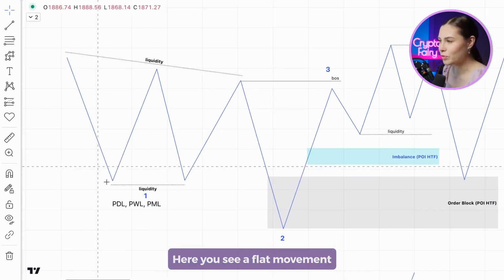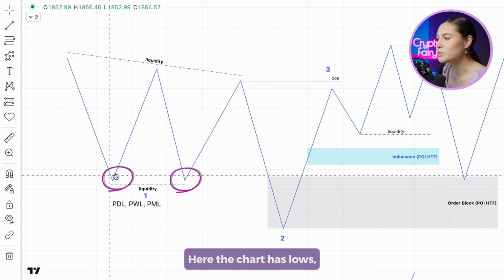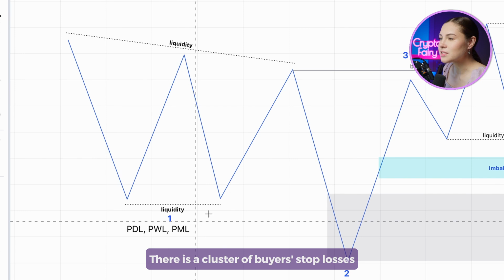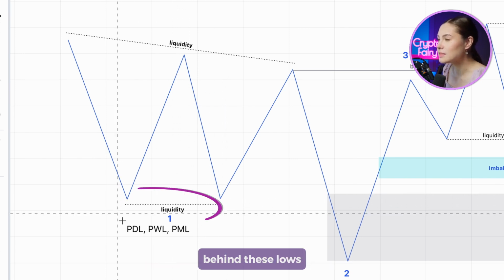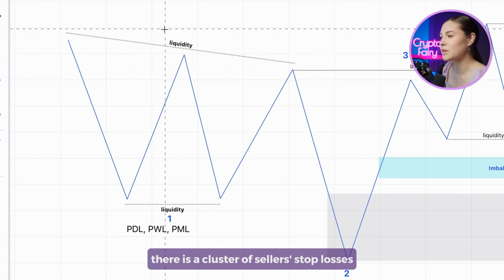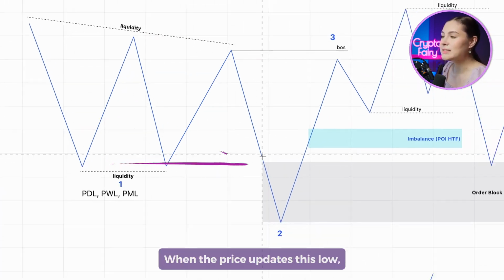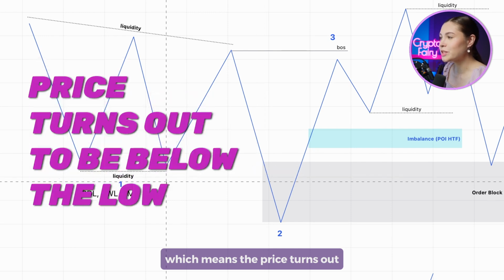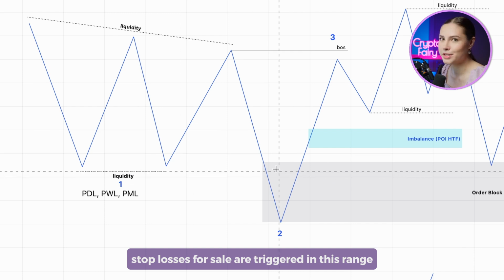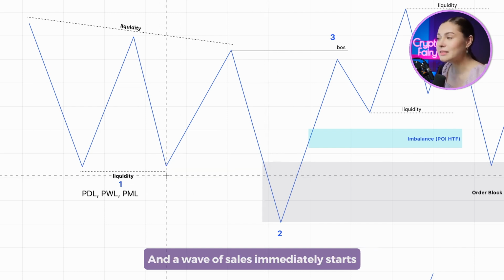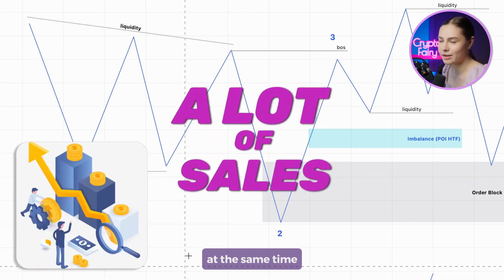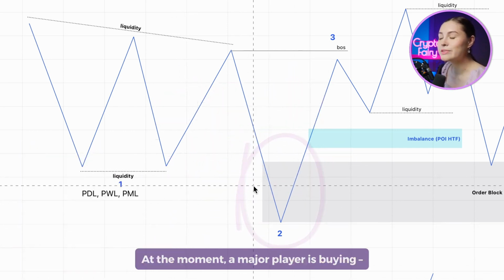Here you see a flat movement. Here the chart has lows, here are highs, and this is liquidity. There is a cluster of buyers' stop losses behind these lows, and behind these highs, there is a cluster of sellers' stop losses. When the price updates this low, which means the price turns out to be below the low, stop losses for sale are triggered in this range, and a wave of sales immediately starts. It's a situation when there are a lot of sales at the same time. At the moment, a major player is buying.